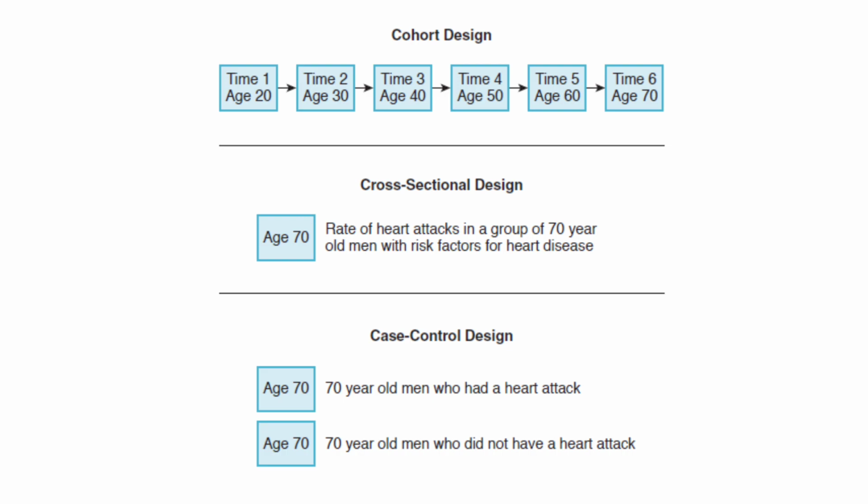Next, we have the case control design. As already said, case control study designs are those in which the participants have already developed the outcome of interest, and in the current scenario and example, the outcome of interest is heart attack. So the study will study those participants who are at the age of 70 who have developed a heart attack, and 70-year-old men who didn't have a heart attack. The old men who have had a heart attack are our cases, and the people who didn't get a heart attack will be our controls.